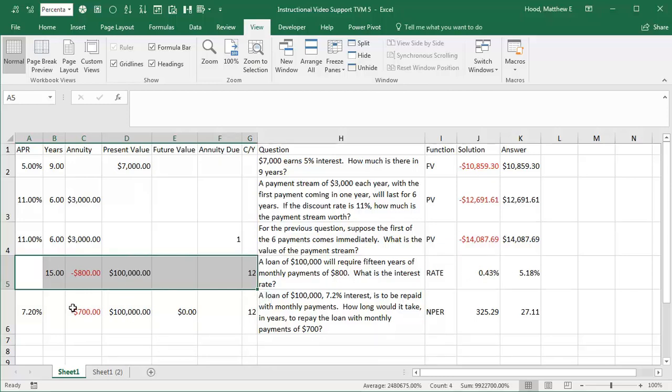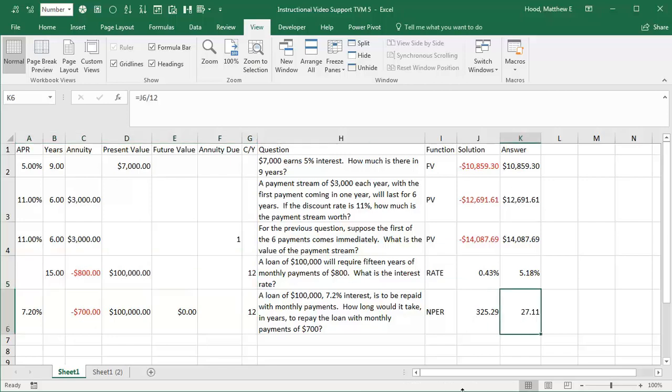One of the nice things about using these numbers is that I'm showing explicitly what I'm doing, and I can change one of those numbers and then see what the effect is. Another thing that you might want to consider on this is 27.11 years.